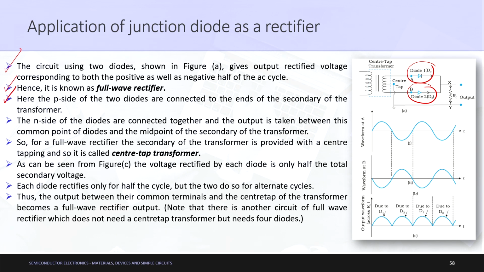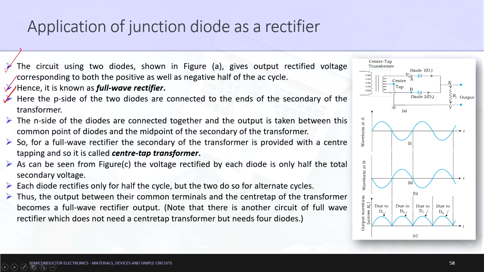Here, the P sides of the two diodes are connected to the ends of the secondary of the transformer. So, what we did is, this was basically your P side, and this P side is connected to the secondary of the transformer. We connected both of these P sides of the diodes to the secondary.